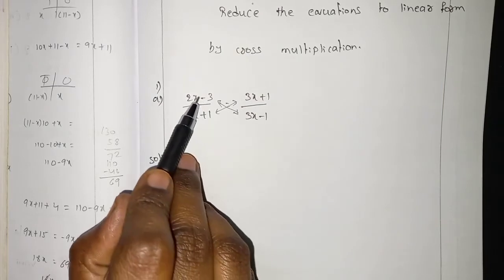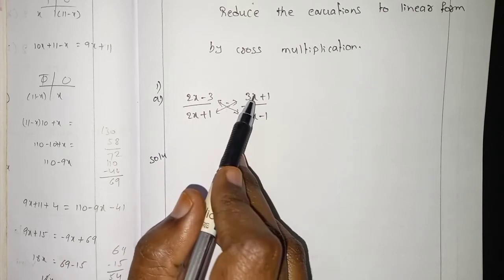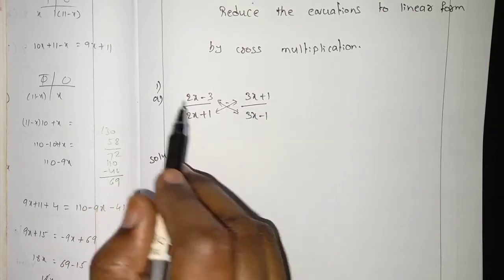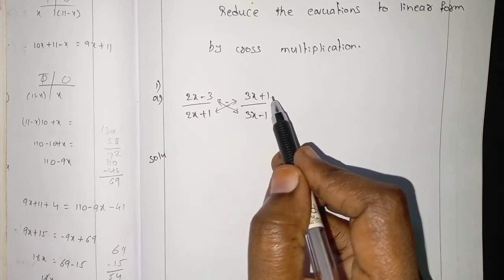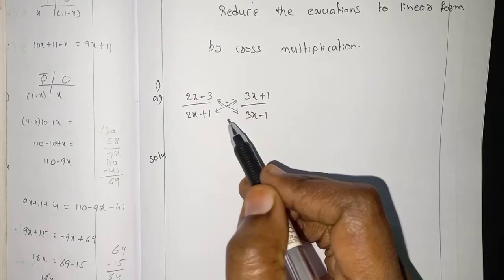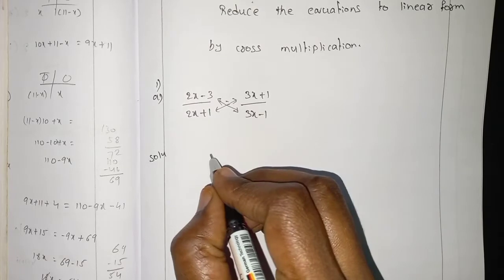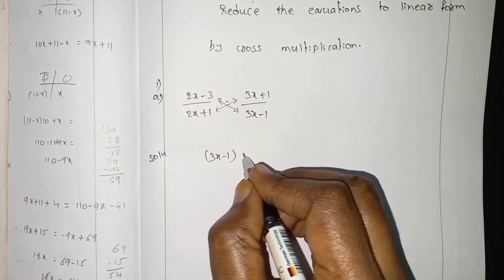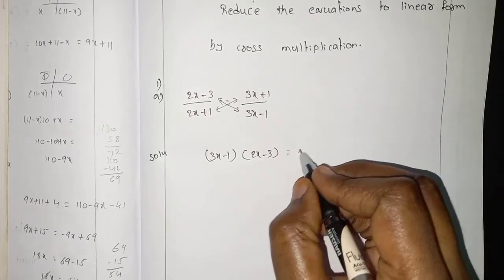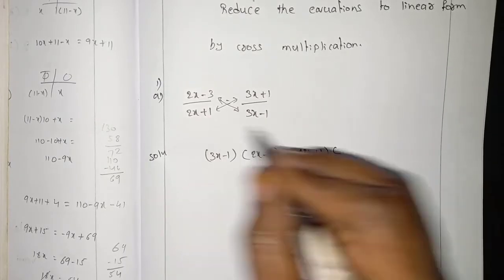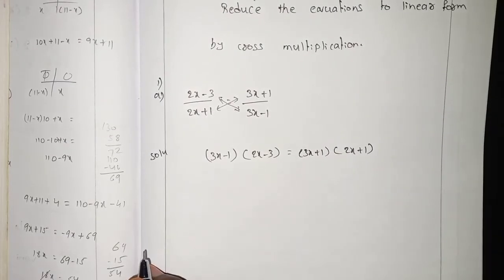Cross multiplication means this numerator with the RHS denominator, LHS denominator with the RHS numerator, like that. If division goes to the right side, it will become multiplication. Same problem, same thing, but here we are mentioning it as cross multiplication. So, (3x minus 1) into (2x minus 3) equals (3x plus 1) into (2x plus 1). Let us simplify on both the sides.